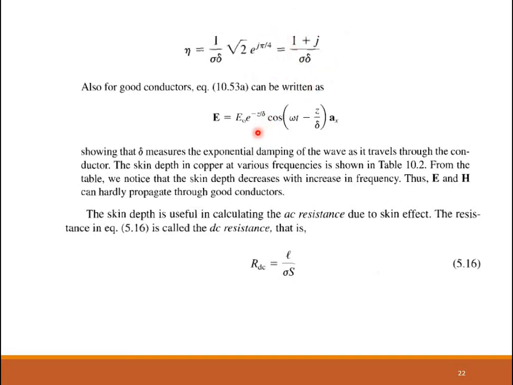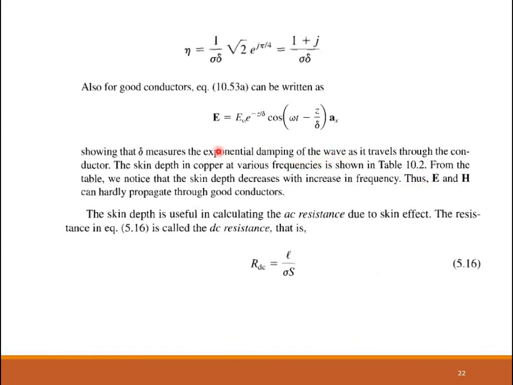So if I'm substituting, instead of writing e raised to minus alpha z, in place of alpha, if I substitute 1 by delta, and similarly here in place of beta, since alpha is equal to beta for a good conductor, when I replace, the expression for E can also be written in this way. So from this particular expression, what do you understand about the skin depth? It measures the exponential damping of the wave as it travels through the conductor.